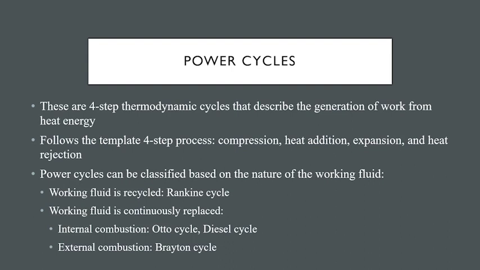We can classify power cycles based on the nature of the working fluid. We have two types. That is, if the working fluid is recycled in a closed loop, an example of that is the Rankine cycle, which we will discuss in detail later. And another class of power cycles involves a working fluid that is continuously replaced. Common examples of this are internal combustion engines such as the Otto cycle and diesel cycle. Another example is an external combustion mechanism, an example of that is the Brayton cycle. For this lesson, we will focus on the Rankine cycle.